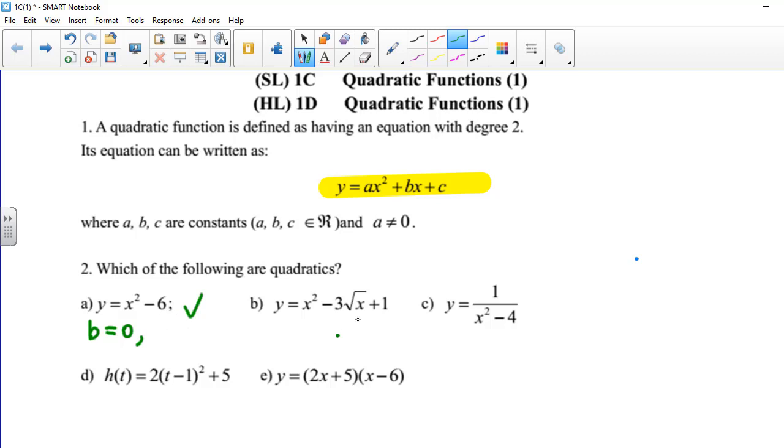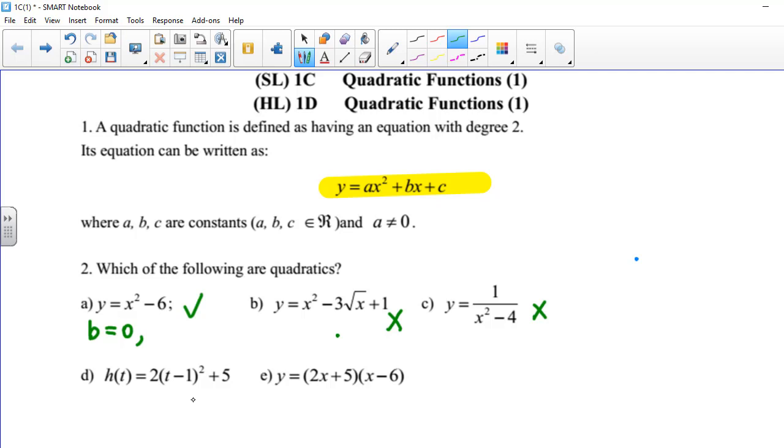Right now, let's look at the function in b. Is this one a quadratic function? Let's go back to the quadratic function model. Can we have a square root on the variable x? It doesn't look like that we can have a square root for x. So this is not a quadratic function. Let's look at c. Is this one a quadratic function? We look at the original equation model. We cannot have x in the denominator. However, this x occurs in the denominator. Therefore, this is not a quadratic function either.